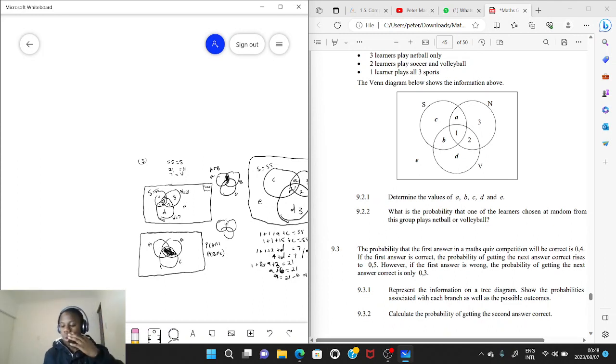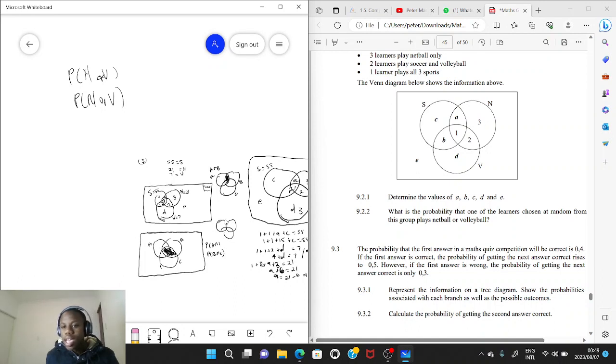Okay. So now what happens here? Here we have to determine the probability of a learner who plays volleyball or netball. So we have volleyball or netball. So what do we do? Like I said, we consider everything. The moment you see or, we consider everything which is within both circles, right? So what do we do?